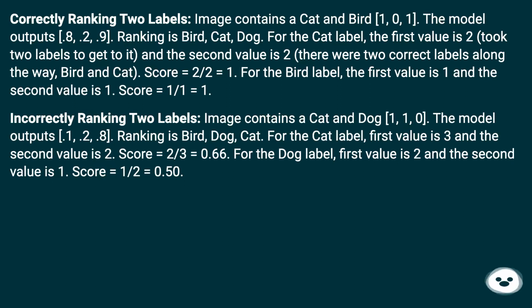Incorrectly ranking 2 labels, image contains a cat and dog, 1, 1, 0. The model outputs 0.1, 0.2, 0.8. Ranking is bird, dog, cat. For the cat label, first value is 3 and the second value is 2. Score equals 2/3 equals 0.66. For the dog label, first value is 2 and the second value is 1. Score equals 1/2 equals 0.50.